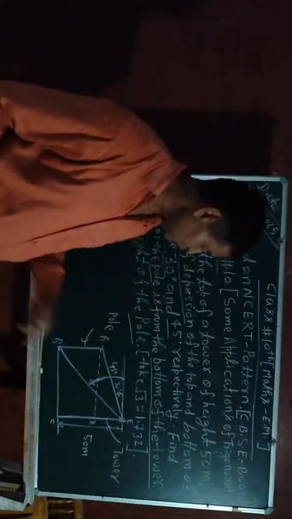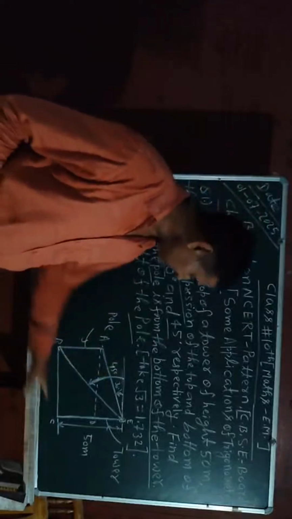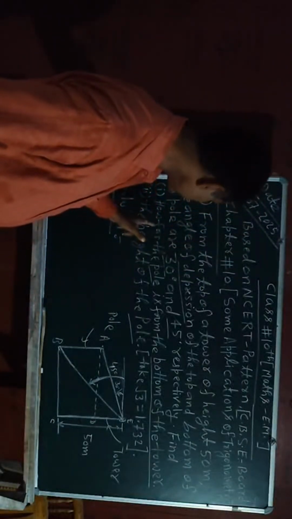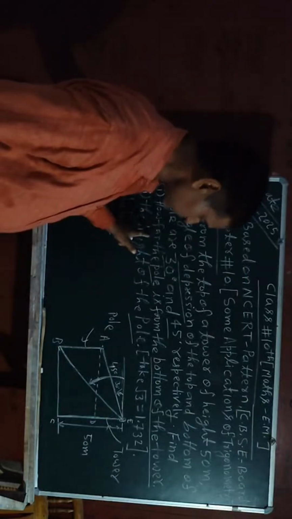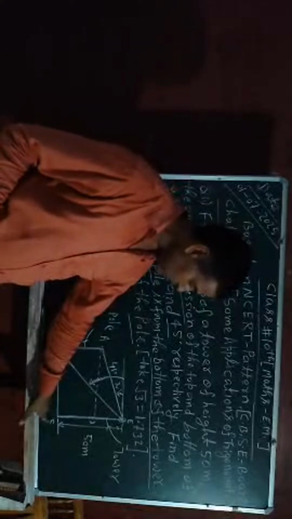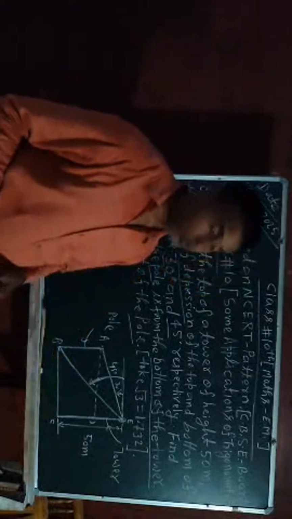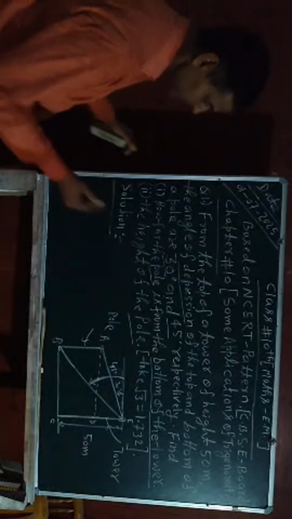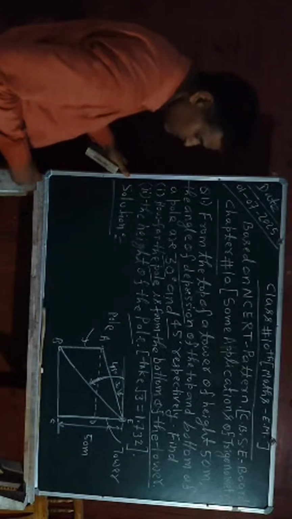So we cannot use this directly to get the length of BC. The length of BC is required in question number 1. But the length of AB is also required. We have to get the height of the pole, and also the distance between the bottom of the pole and the bottom of the tower, which is BC. We have to get it. Okay, so first of all, I am going to explain the information, and that information is very clear.